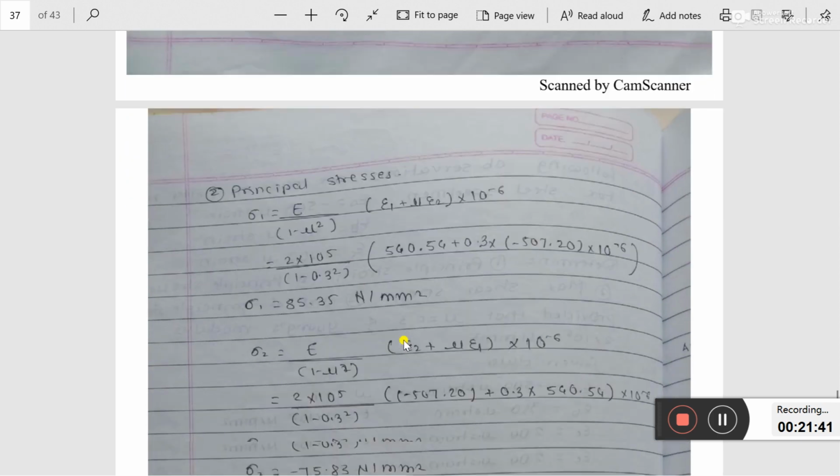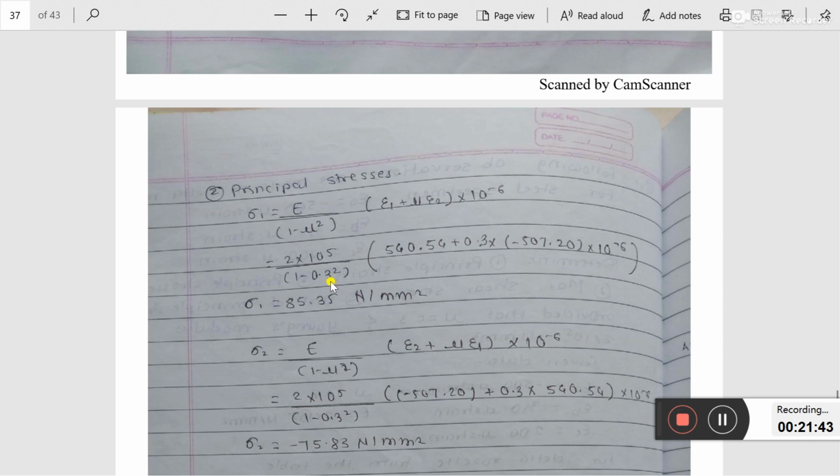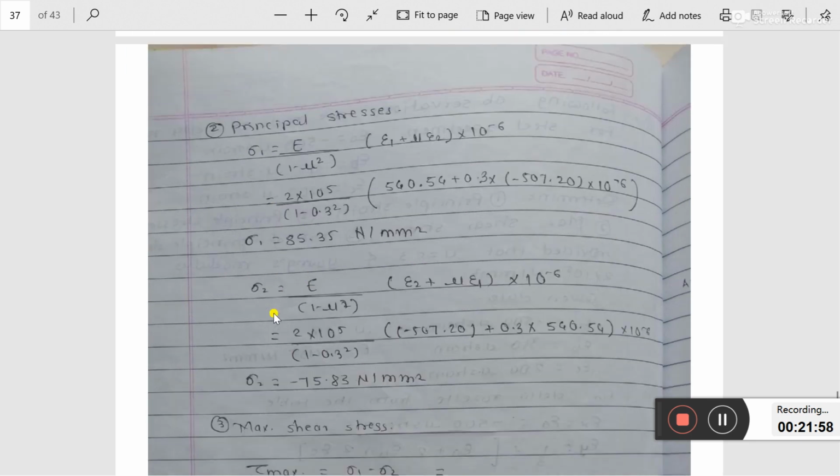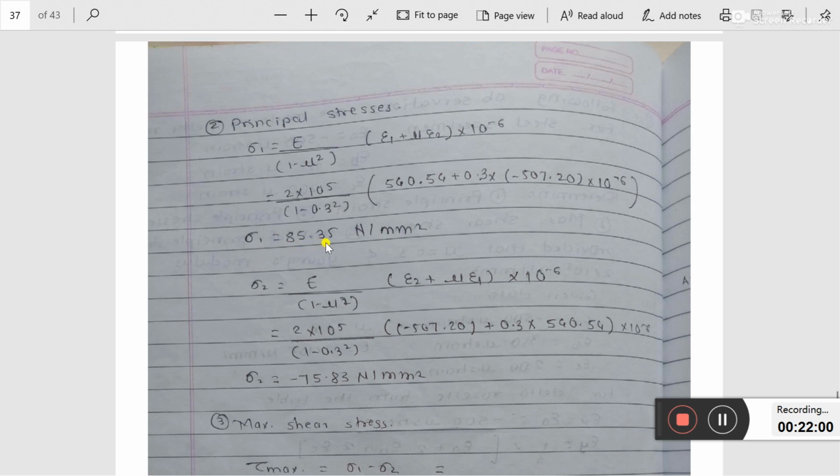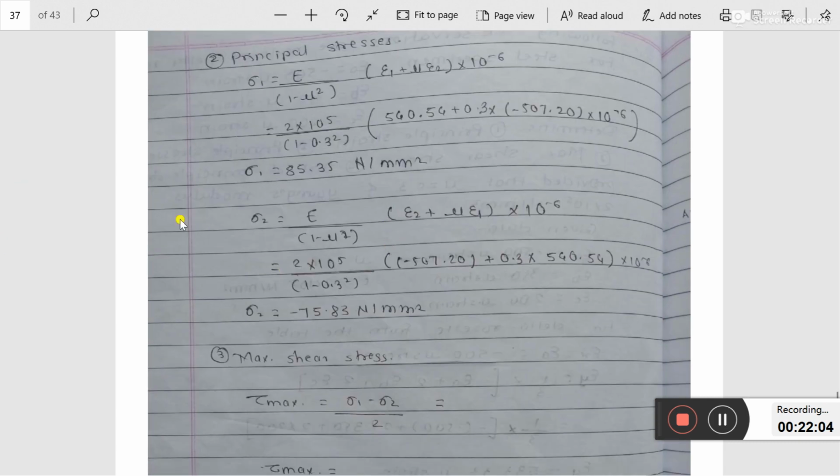So this value of epsilon 1, epsilon 2, Young's modulus and mu we have to put in this particular equation. I have kept the value of E, then mu, then epsilon 1, then epsilon 2, and at the end I have multiplied by 10 raised to minus 6 to calculate the first principal stress in Newton per mm square. By solving this second equation, I have calculated sigma 1 is equal to 85.35 Newton per mm square.